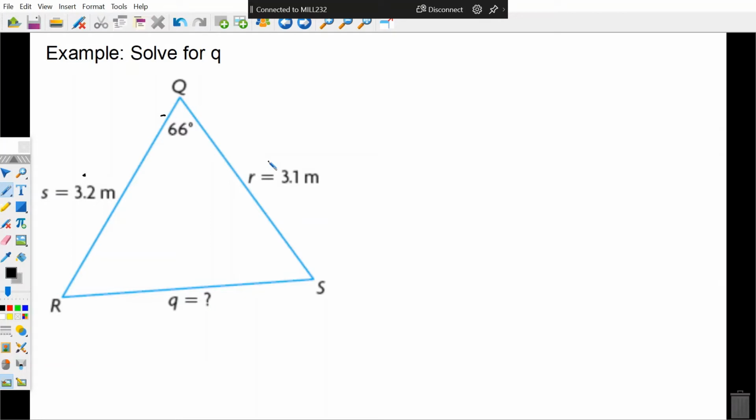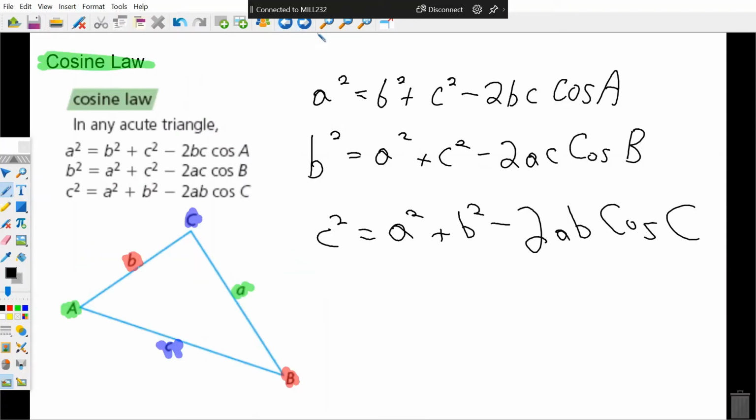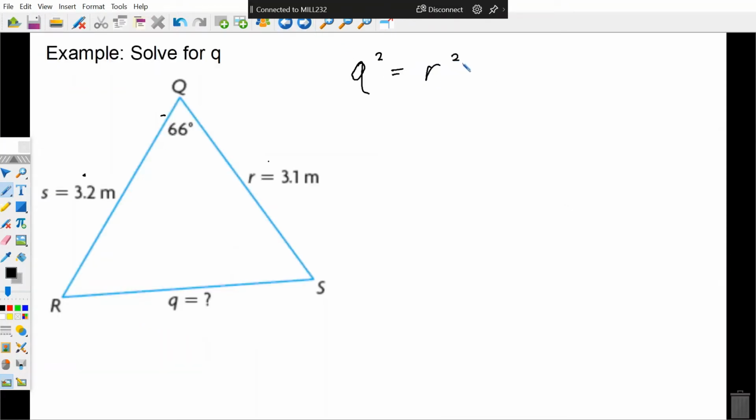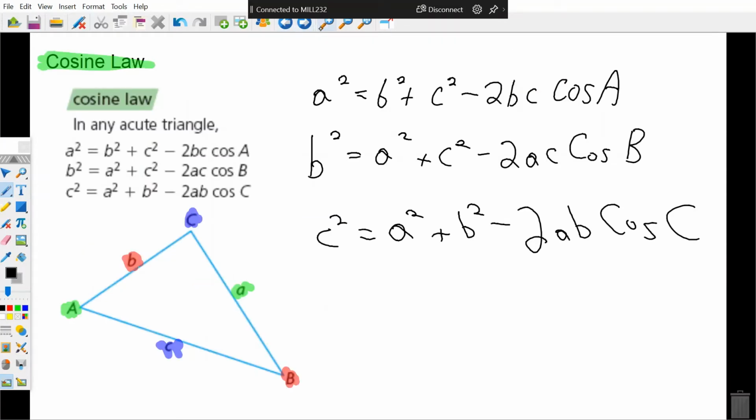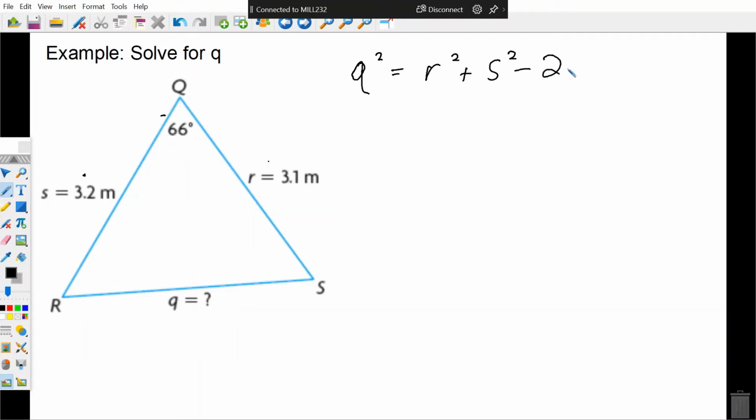So I'll start by writing down the formula. This will be Q squared equals R squared plus S squared minus, to remind myself, 2RS cos Q. I know it's a long formula, but you'll get used to it. The actual calculations aren't that bad. It just takes a little longer than the sine law does.